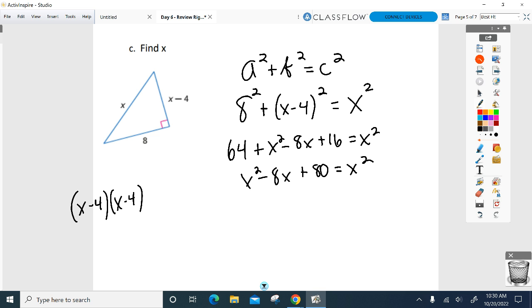All right, what's your deal now? What's your next move here, algebra kids? Got to solve for x, right? Any thoughts? Yeah, Dylan, go ahead.